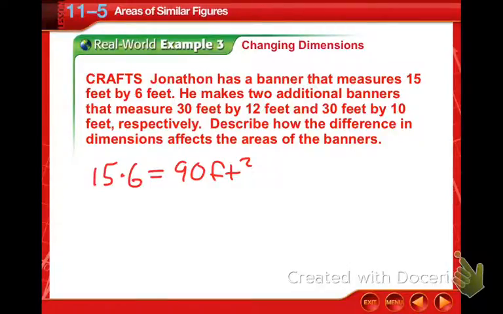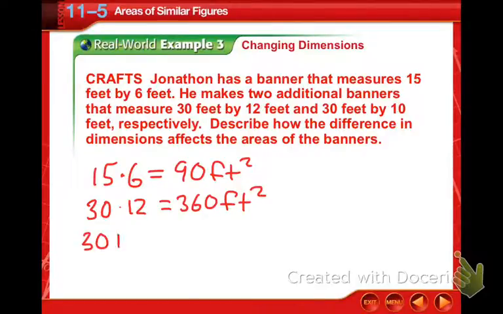And then he makes two additional banners. One of them is 30 by 12. So it's double the length and double the width of our original, but the area is very different. It's 360 feet squared. And then the last one, he doubles the first and only adds 4 feet to the second length. So 30 times 10 is just 300 feet squared.